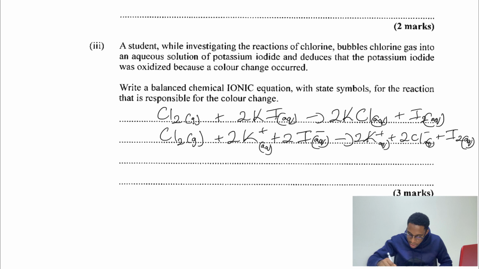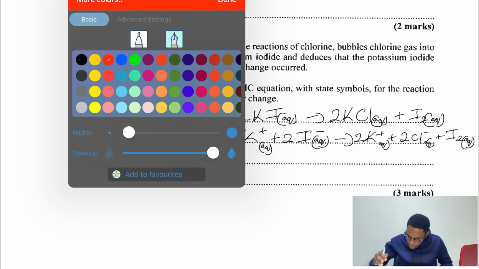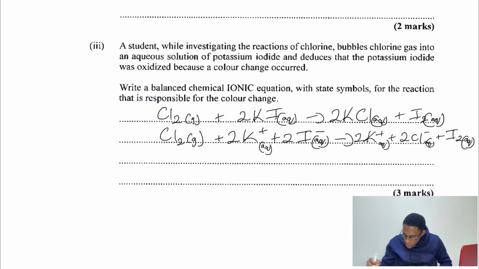All right, so here we go. I'm going to do this in red. So we see two potassiums on each side, so we cross that out. We see 2 iodides. Sorry. All right, so the common ions.